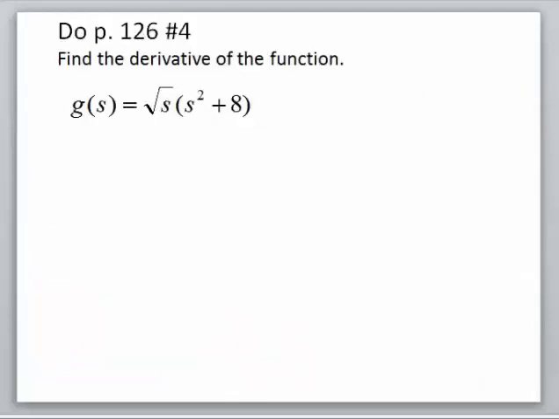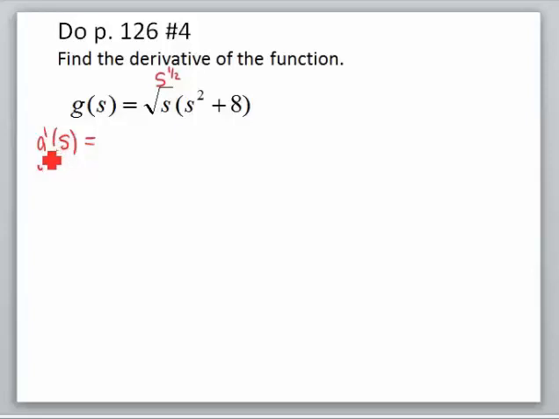Looking at this first problem, we can use product rule on this. And I'll go ahead and use product rule first, but then I'm going to show you how I probably would have approached this problem, only because I think it's simpler. Product rule can be used on this because two things are multiplied together. This is s to the 1/2 power. That's how I'll denote it.